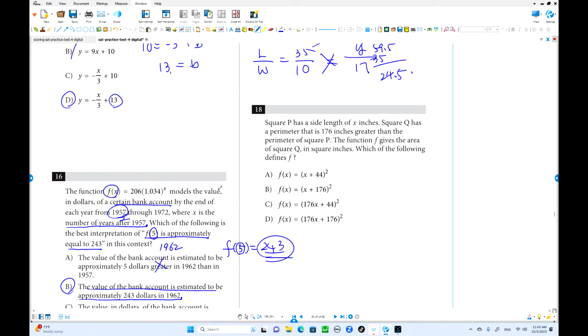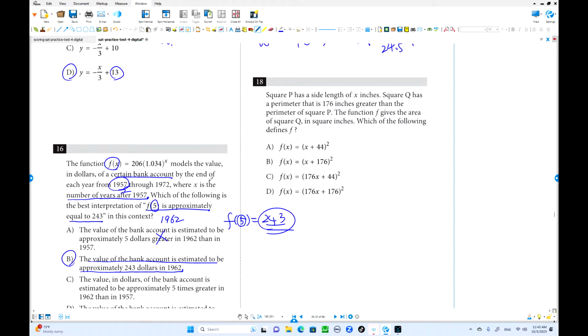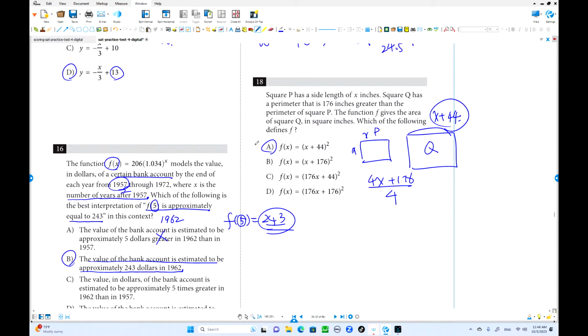Number 18, square P has a side of x. Q has a perimeter that is 176 greater than the perimeter of P. The perimeter of P is 4x. Plus 176. That's the perimeter of the new square, right? But when you divide it by 4, each side is how much? X plus 44. Okay? That is another dimension of the new square. What is the area of this square? Choice A is this. Width equals length.